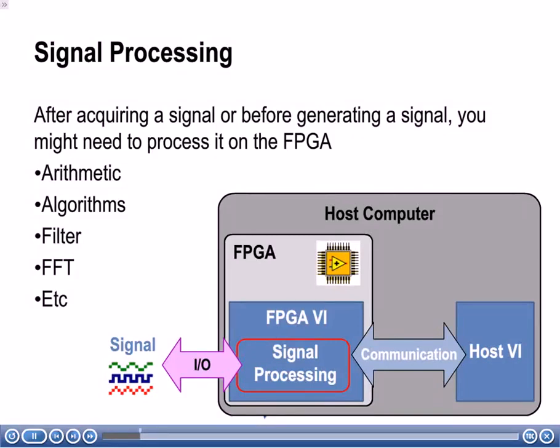So after you acquire a signal or before generating a signal, you might need to process it on the FPGA. So you might need to do some calculations, some arithmetic, run it through algorithms, filters, or FFTs, and things like that. So this is all part of signal processing. The signal processing that we're going to talk about right now, as we see on this graphic, is going to be the signal processing that's happening on that FPGA VI.